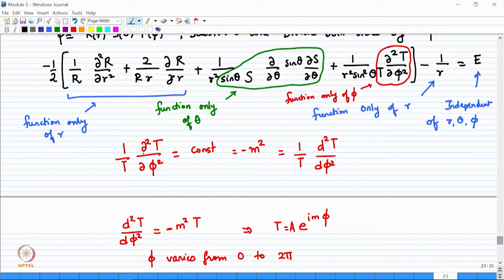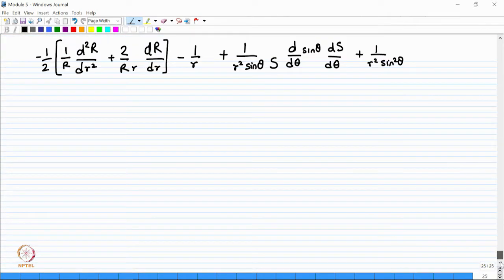So what we said is that 1 over t d square t by d phi square is just minus m square. So I will just substitute minus m square. We had the minus half, and what I have here is minus m square, equal to E. So this is the next expression, and what we want to do is to solve this for theta.